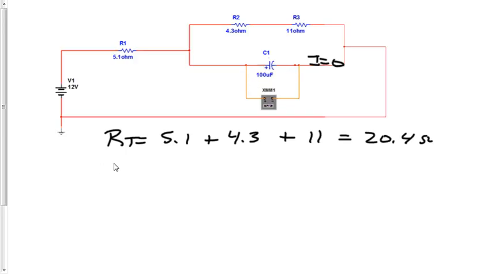So let's go ahead and do that. One more time, let's use V equals IR for Ohm's law. And I know the voltage of the circuit is 12. So 12 equals I, and really that's I total, times 20.4. Okay, and the current is equal to 0.588 amps.